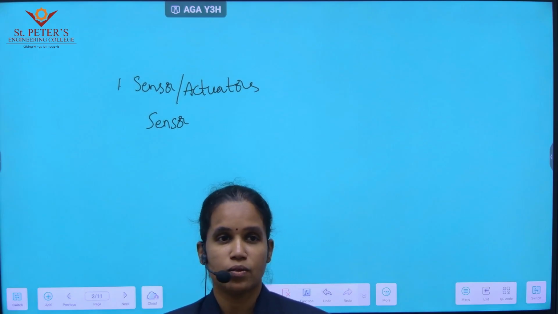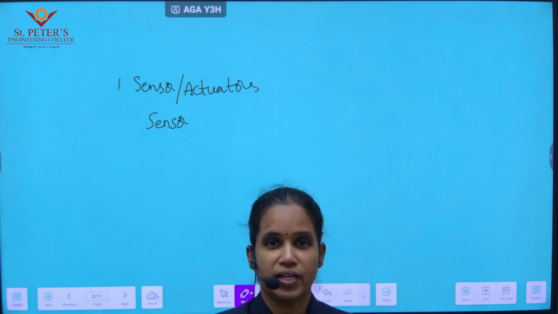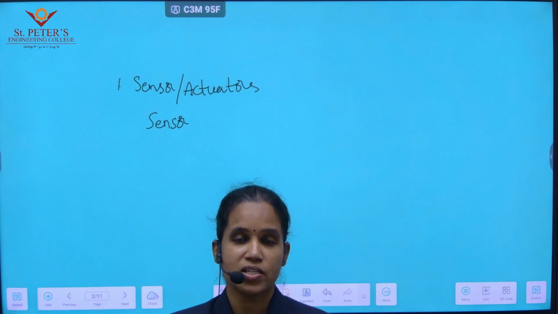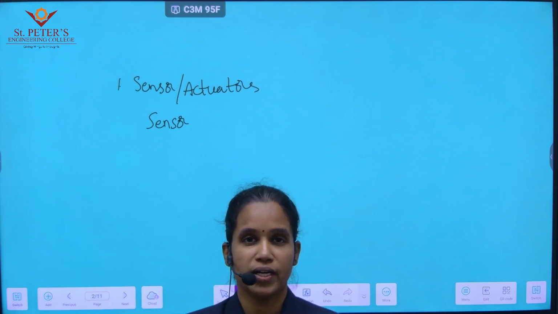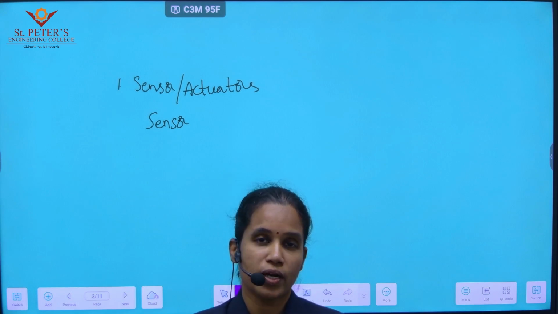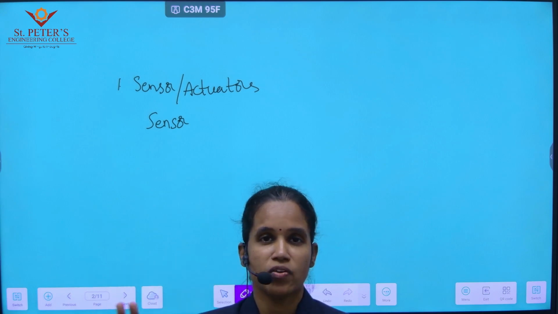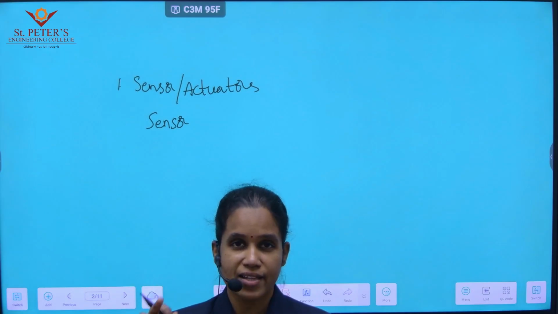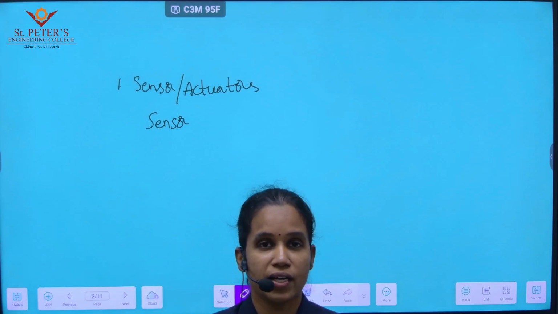It can be the motion of an object, or a temperature change, or humidity. Whatever the change in the environment, the sensor detects that change and converts it into an electrical signal.